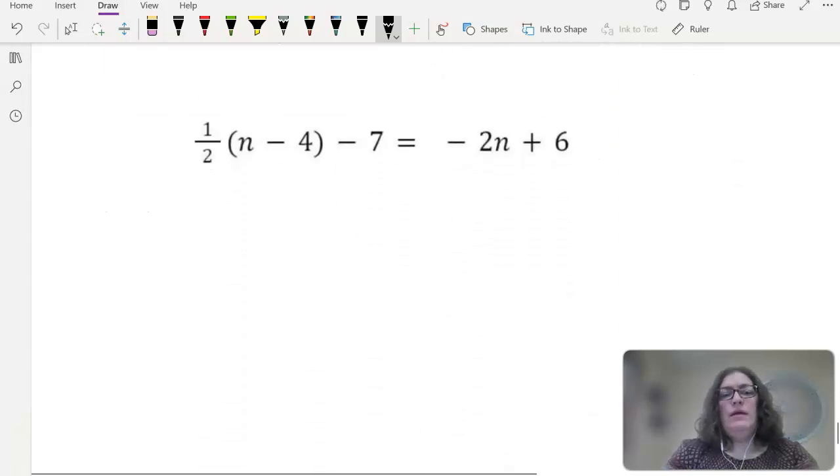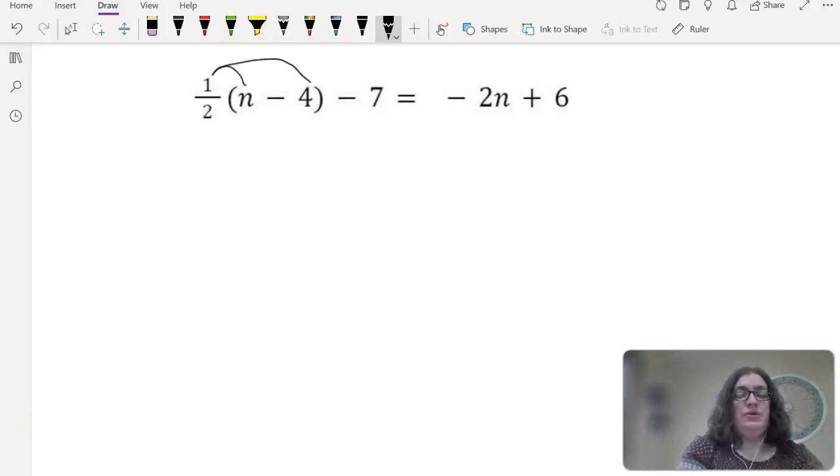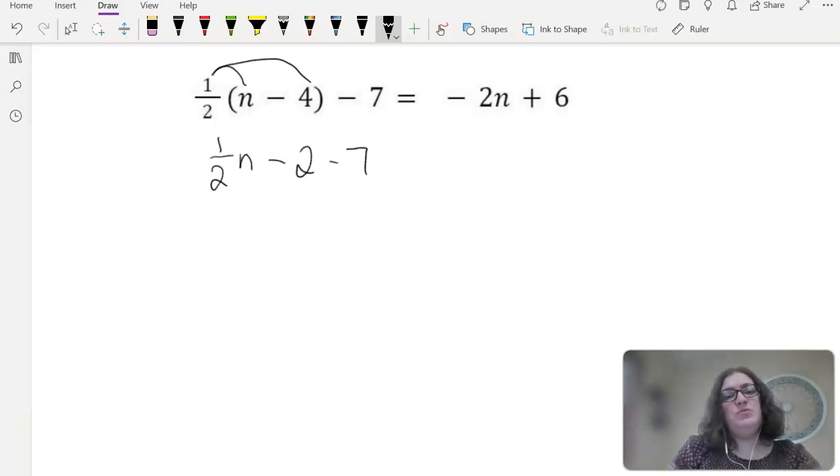Let's take a look at one more of these types of questions. So again, if you remember our steps, our first goal is to get the left side simplified and the right side simplified. And so I see parentheses on the left side, so I'm going to go ahead and distribute n. So 1/2 times n is 1/2 n. And 1/2 times negative 4 is negative 2. Minus 7 is not affected by those parentheses, and so I'm just going to write it down.